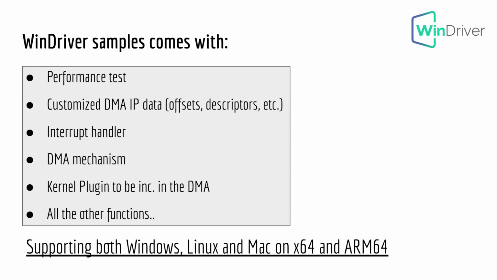Customized DMA IP data, again the offset, the descriptors, and all the other parameters, will all be set in the code that is generated by WinDriver to match the IPs direct from the various vendors. You also get additional things like the interrupt handlers, the DMA mechanism, kernel plugins, as well as many other functions and features. Most of these are covered in separate videos, some of which are dedicated to each one individually, so we're not going to dive into them too deeply here, but I do recommend that you check out those videos if you are interested in any one of these in particular.